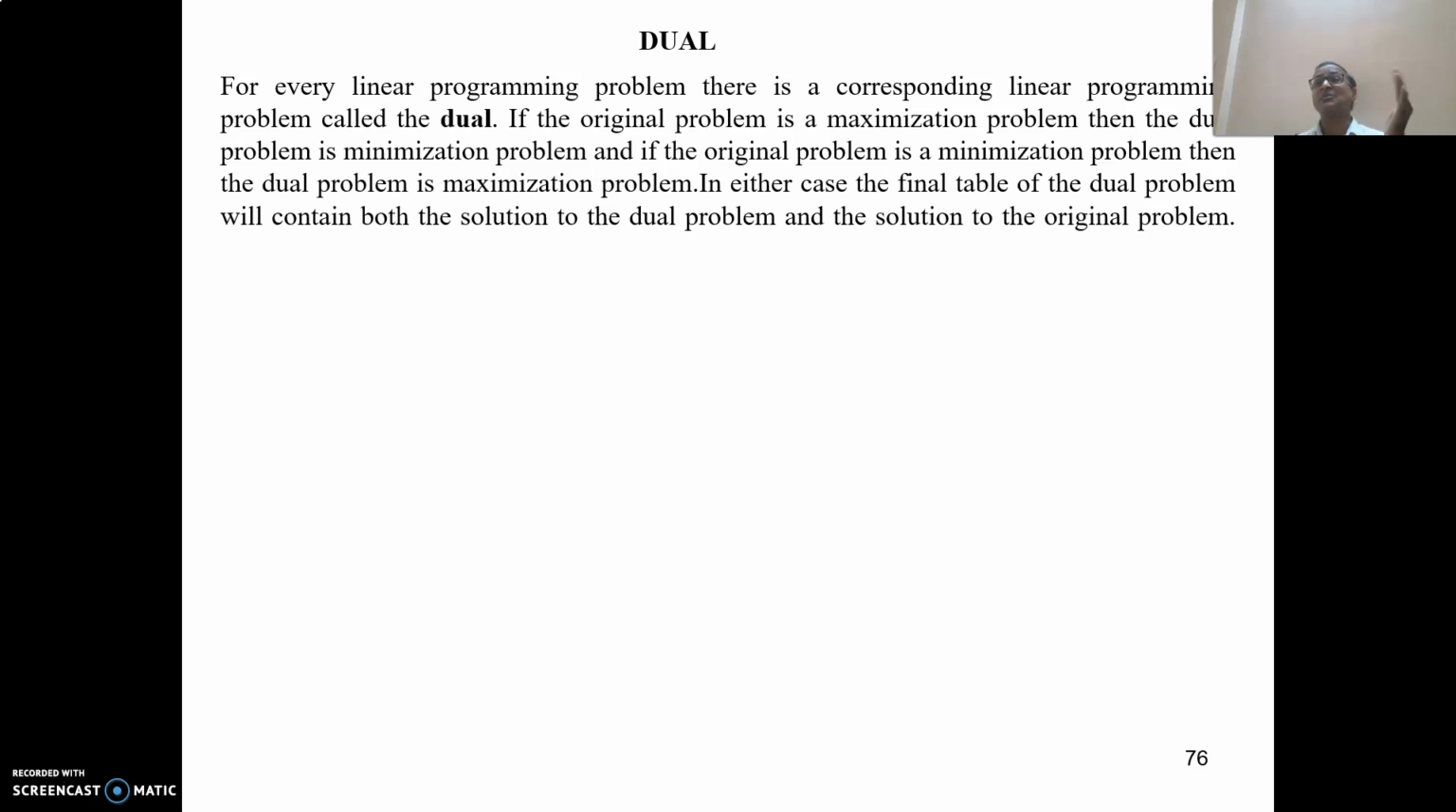But if you have more constraint equations and variables, then the problem is solved by the dual. If the primal problem is of maximization, then its dual will be of minimization. And if the original problem is of minimization, then its dual problem is of maximization. In either case, the final table of the dual problem will contain both the solution to the dual problem as well as the solution to the original problem.